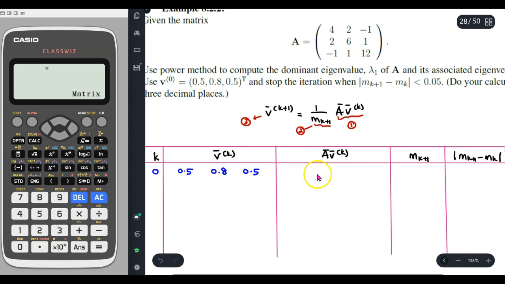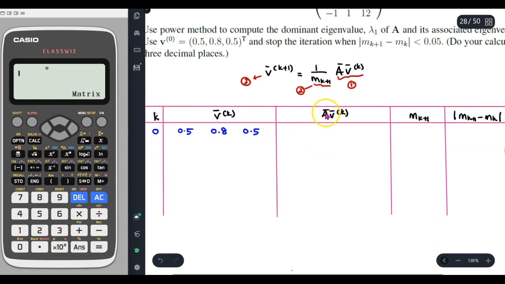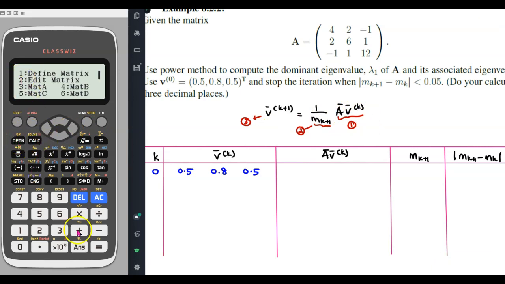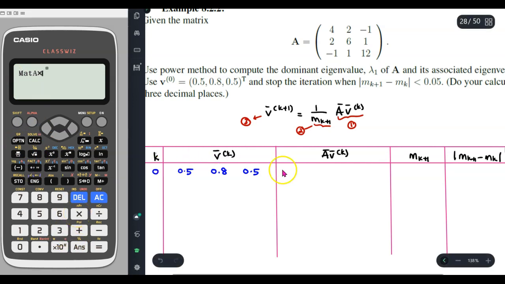All right, so back to your table here. So the first computation is A times v. So A is the matrix A in the calculator, but v is the matrix B in the calculator. All right, so option matrix A, times matrix B, because B is your v in your problem.